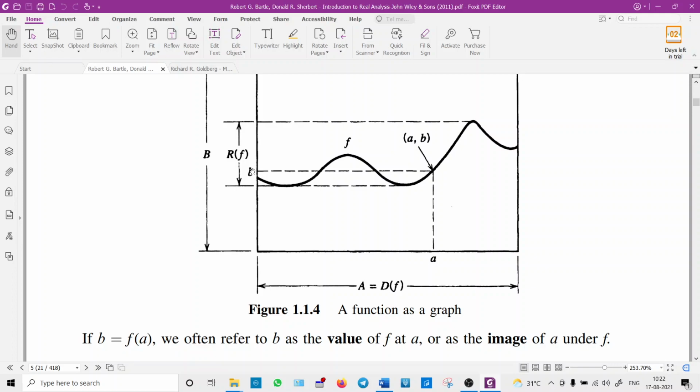But what is the inverse image of B? You can see from this graph. What is the inverse image? You see the inverse image is this. You see here one element is there, and here one element is there, and finally another element is here.